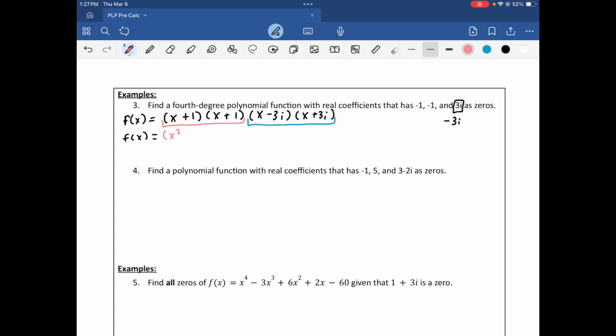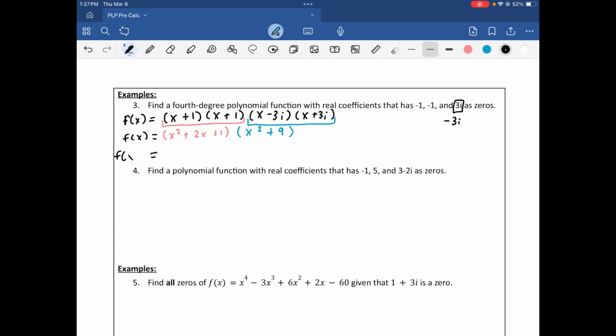So that's going to give me x squared plus 2x plus 1. And the second part is going to give me x squared. The plus 3ix minus 3ix is going to cancel itself out. And then we're going to have minus 9i squared, and i squared is actually just negative 1, so I'm going to make that a positive and get rid of that i squared. So it's x squared plus 9.